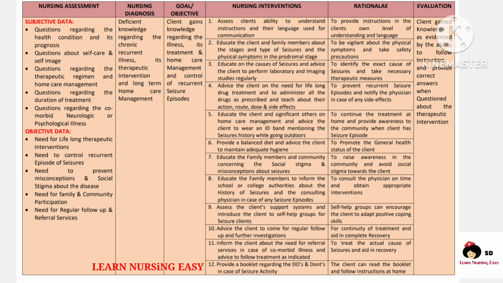The final diagnosis is deficient knowledge regarding the chronic recurrent illness, its therapeutic interventions and long-term home care management. Our goal is to provide knowledge. Intervention, you will assess the ability to understand instruction, and based on their level of understanding and language, we have to provide instruction and educate the client and family members about the stages and types of seizures and the physical symptoms so the client can identify and notify the physician.